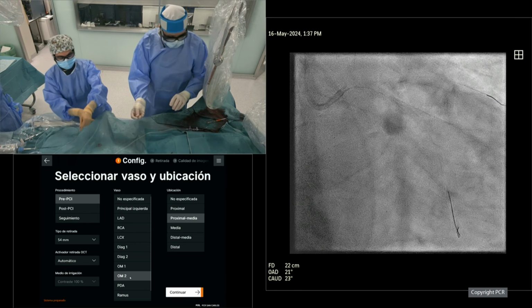Yeah. So here we go. Also in terms of durability, we have done a few pullbacks already, and it's working perfectly. So let's have a look at this next. Okay. Ponemos 415 otra vez. The guiding is fine. Yeah. Okay. Let's go to OCT full screen then.